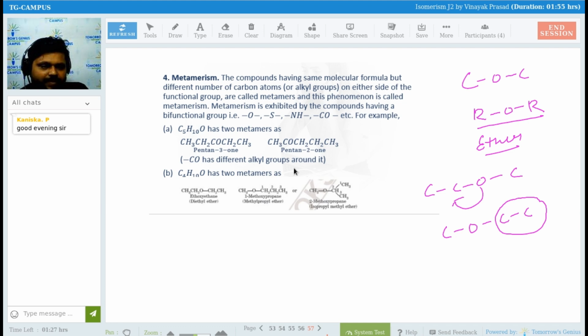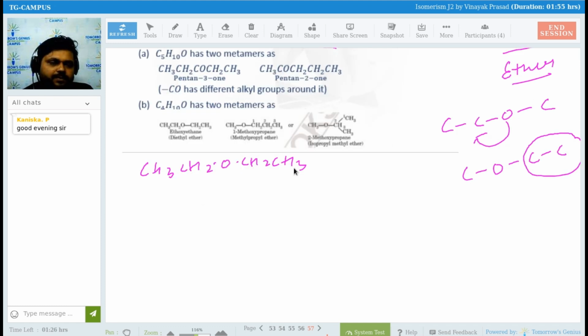Getting my point, everyone? So let's suppose if in that place O or S or NH or CO is coming, and the number of carbon atom is changing, then it will be called as what? Metamerism. Let's suppose we are having one example. What we are having? CH3, CH2, O, then CH2, then CH3. We can write like this: carbon, carbon, oxygen, like this, right? So this is one structure.